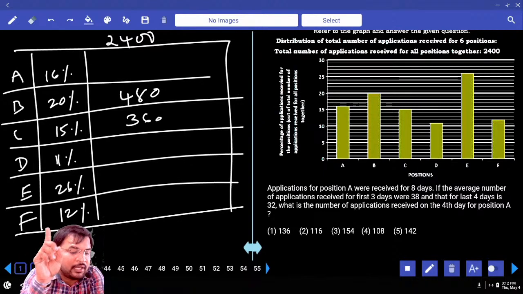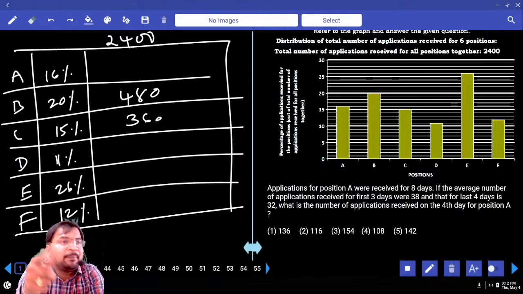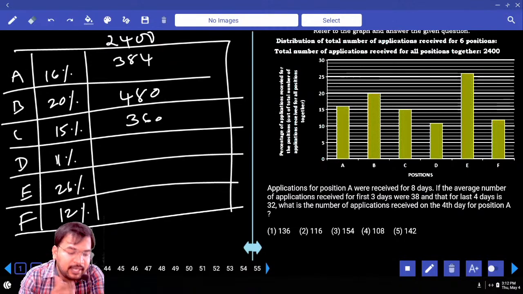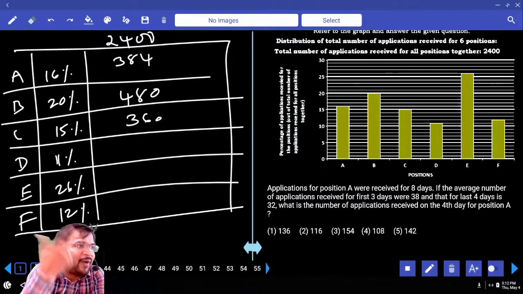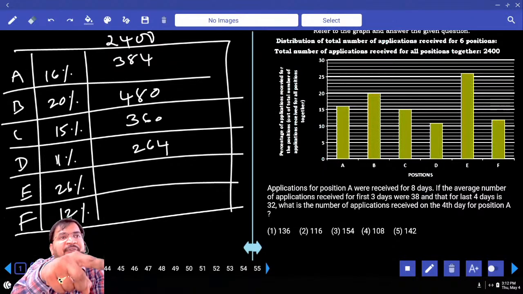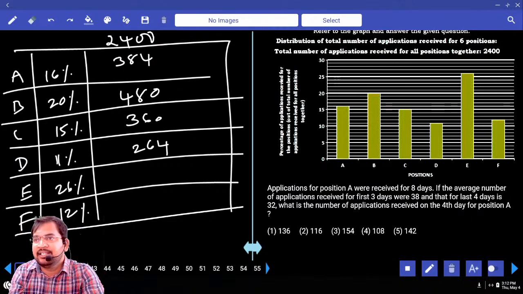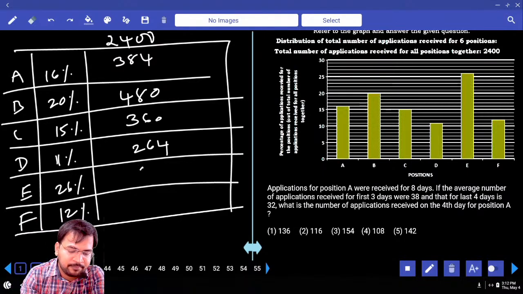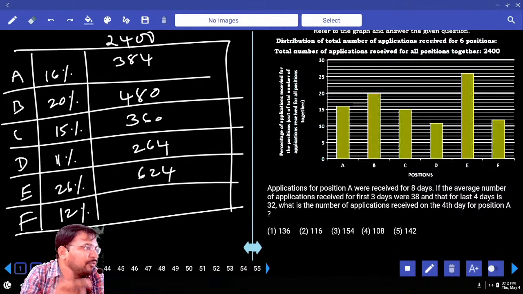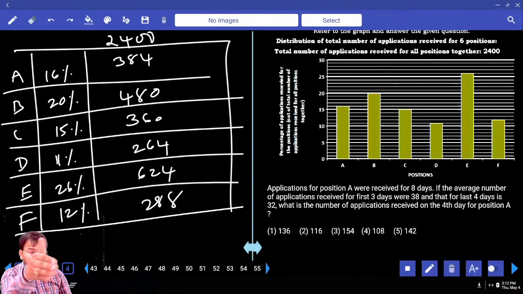Now look once carefully. 15% is 360. 16% is 1% extra, and 24 extra, so this is 384. 10% is 240, 1% extra, 264. 26%: calculate 25%, 25% is half twice, 600 plus 24. Are you clear? 11% is 264. Add 24 extra and you will get 12%, 288. Clear. There is no rule to do it in sequence. Do the easy one first, then keep adding.